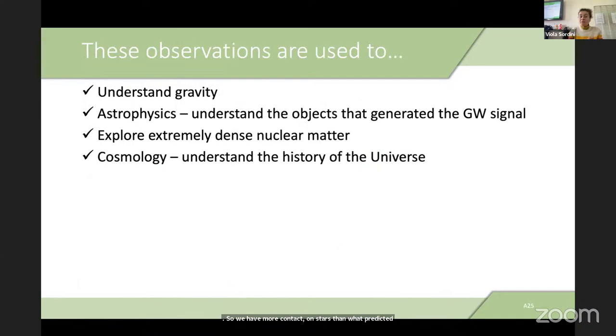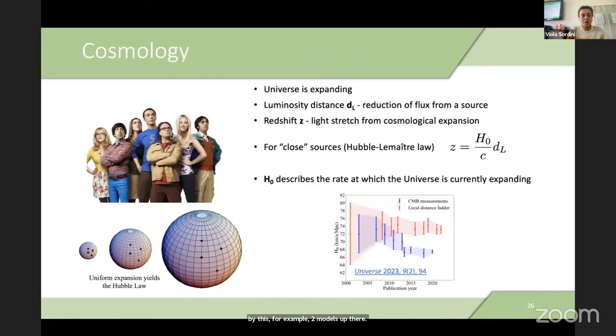We can also use this observation to constrain cosmology. You must be familiar with the Big Bang theory, at least because of the TV show. The idea is that the universe is expanding. This is shown in the drawing here. Imagine that space is the surface of a sphere. It is expanding, so the distance between two points is expanding. The space really is expanding, and this expansion is faster for more faraway objects.